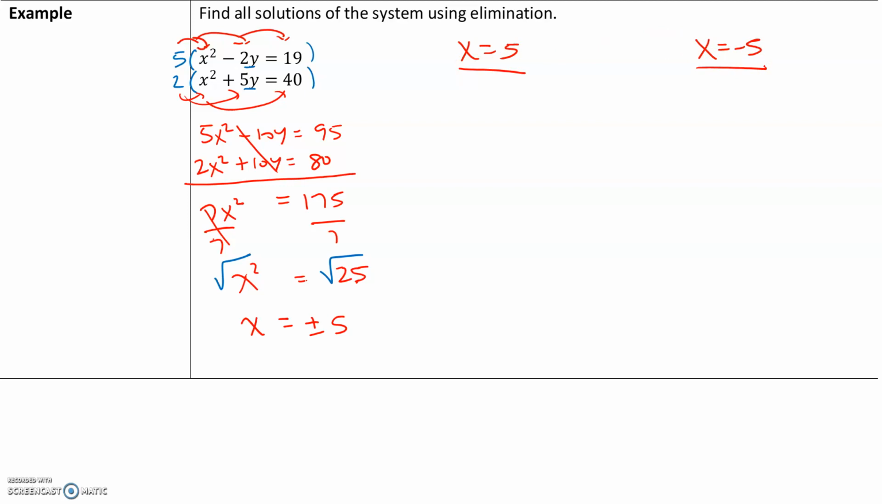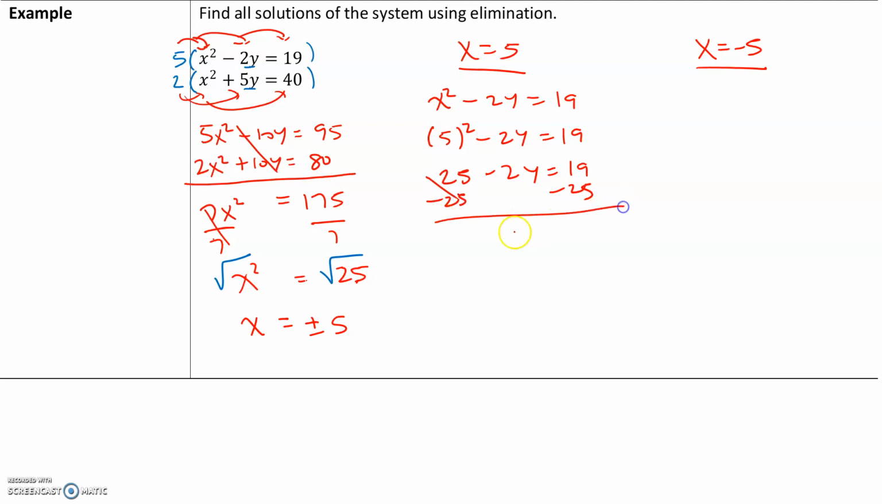To get the y value, I can use either equation. Let's say I go with the first one, which is x squared minus 2y equals 19. I know that x is 5, so I'm going to get 5 squared minus 2y equals 19. This is 25 minus 2y equals 19. I subtract 25 from both sides. This gives me negative 2y equals negative 6. Divide by negative 2, I get y equals 3. So when x equals 5, y equals 3.